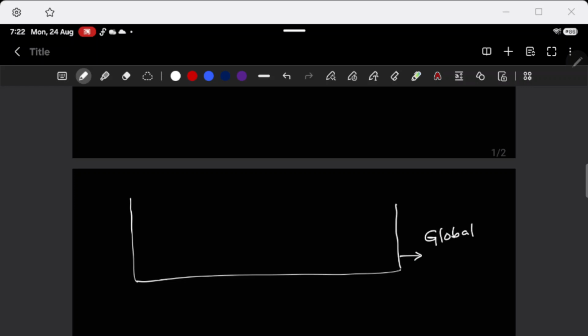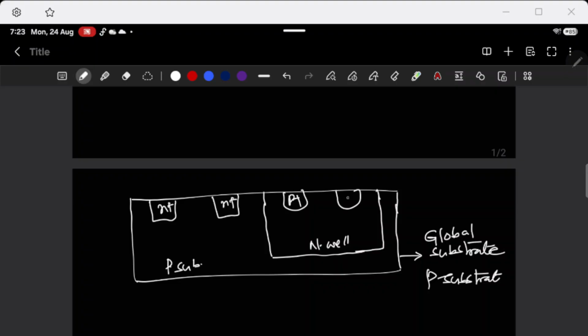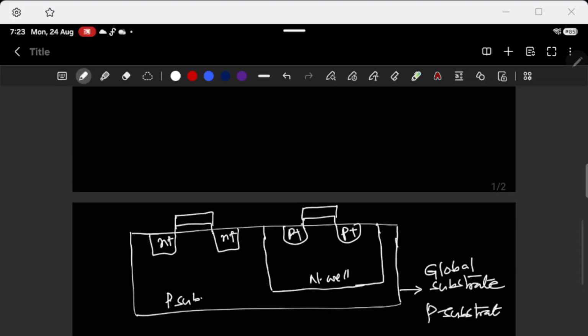That is generally accomplished by taking a global substrate. So this global substrate is generally P substrate. Okay. And how do we generate PMOS? The PMOS is generated by digging an N well. So this is our N well and this is our P sub. Okay. And here, we built this N plus diffusion for NMOS, P plus diffusion for PMOS, and then oxide and gate. Okay.